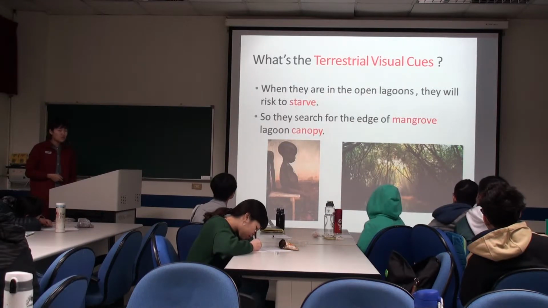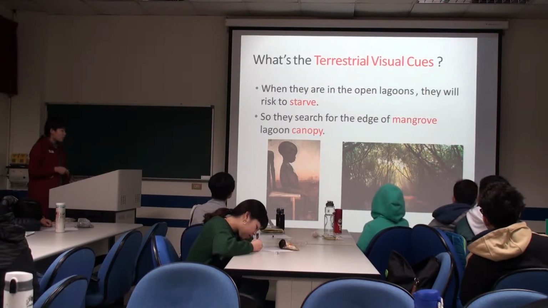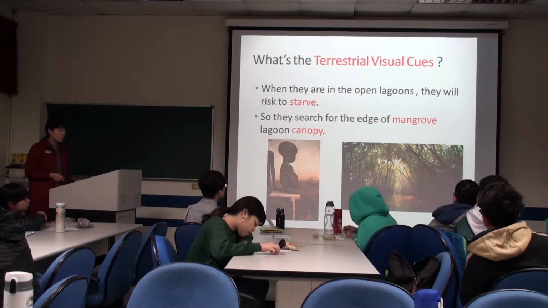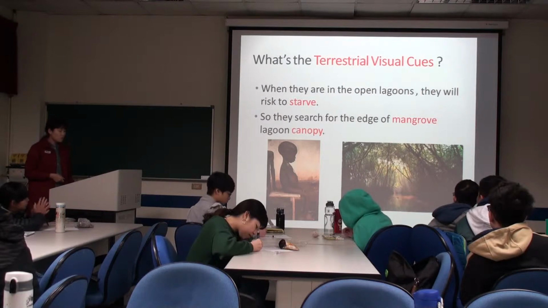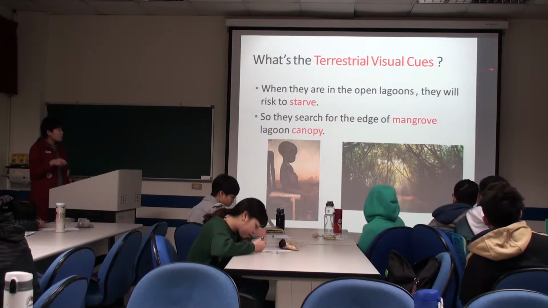Second, what are the terrestrial visual cues? Terrestrial means it comes from the land, not from water. When box jellyfish are not found in the open lagoons, where they risk starvation, the visual information is used to search for the edge of the mangrove canopy. So the terrestrial visual cue is the mangrove canopy.